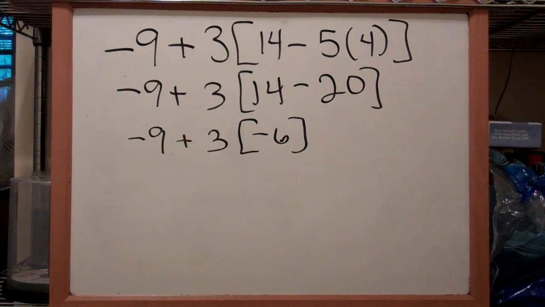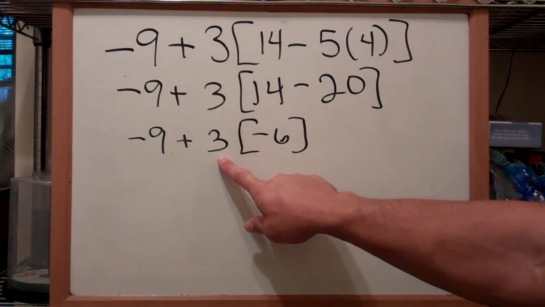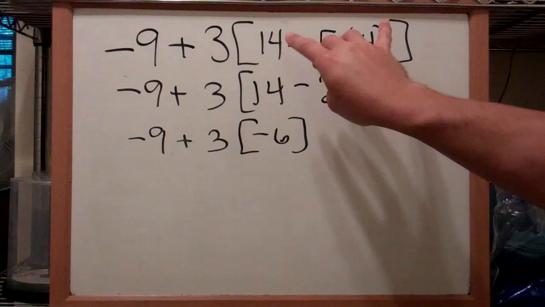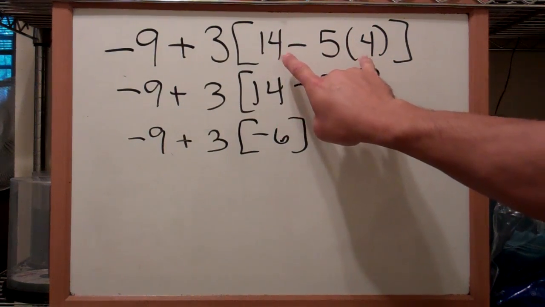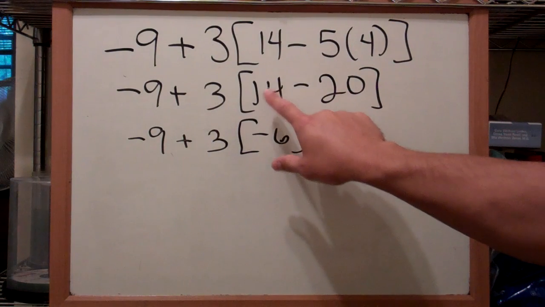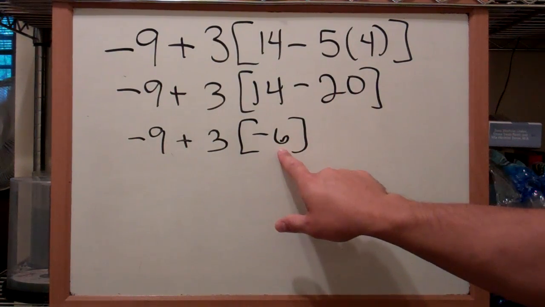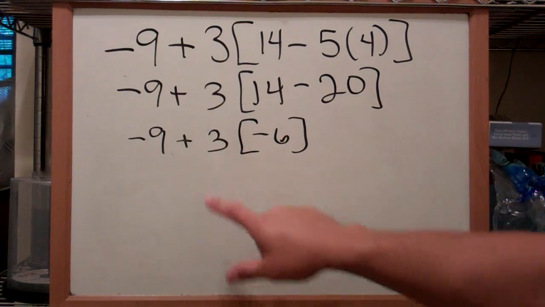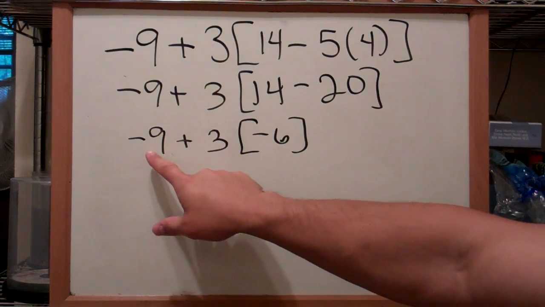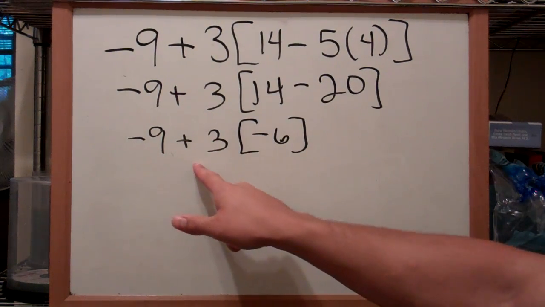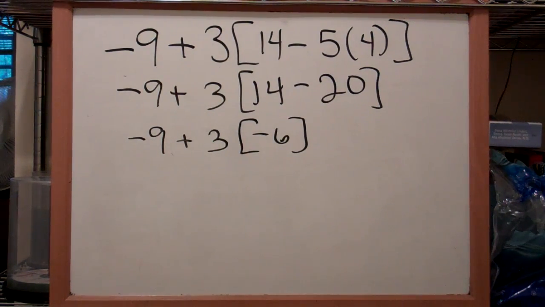Okay. Here we can understand the 3 next to the bracket as meaning multiplication with whatever number comes out of these two calculations. So since we multiplied and subtracted, we have a negative 6. We're now going to multiply that by the 3. It would be incorrect to add the negative 9 and the 3 first because multiplication comes before adding and subtracting in the order of operations.